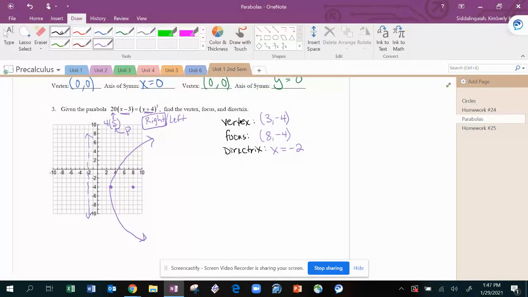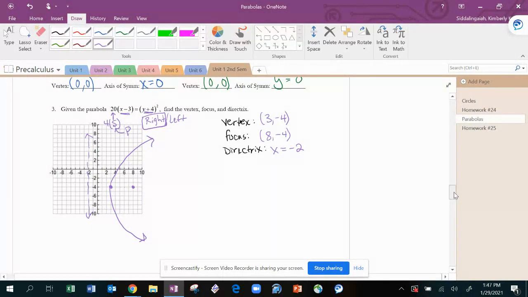Remember, what we're trying to really get at is the distance from any given point on this parabola. This distance and this distance should be the same. Obviously I didn't do a great job because those distances don't look quite the same, but they should be. That's really what we're going for there. Okay.